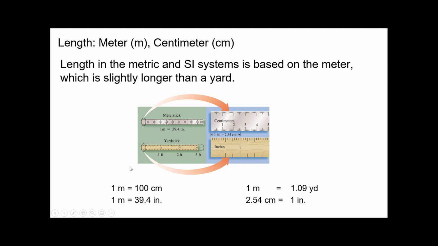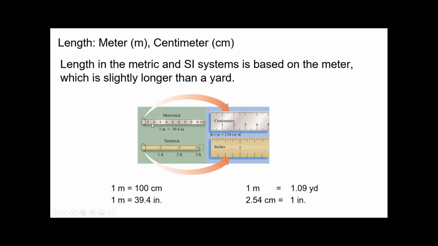Now, these also don't match up exactly. So if you ever have a ruler, one side is inches, the other side is centimeters. So you would be using the meter side of it. We don't look at the inches except for in this chapter and when we're testing on conversions.